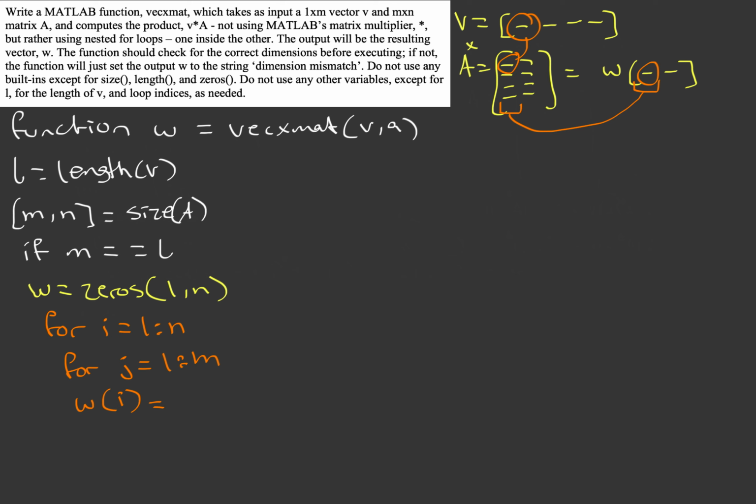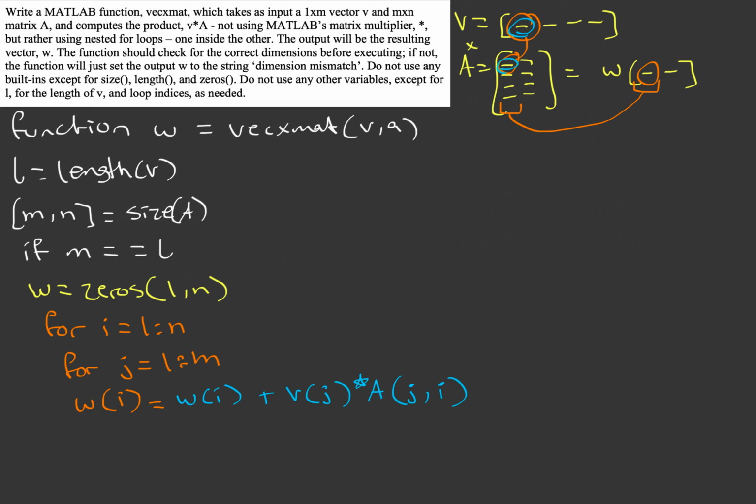So right here, we're going to say w(i), because this is 0, plus now v of the first element, and that's going to be represented by j. So v of j multiplied by A of, now the same row in A is going to correspond with the same element in v. So that's also going to be represented by j, and then the column in A, like we said, is represented by the column in w, which is i right here.